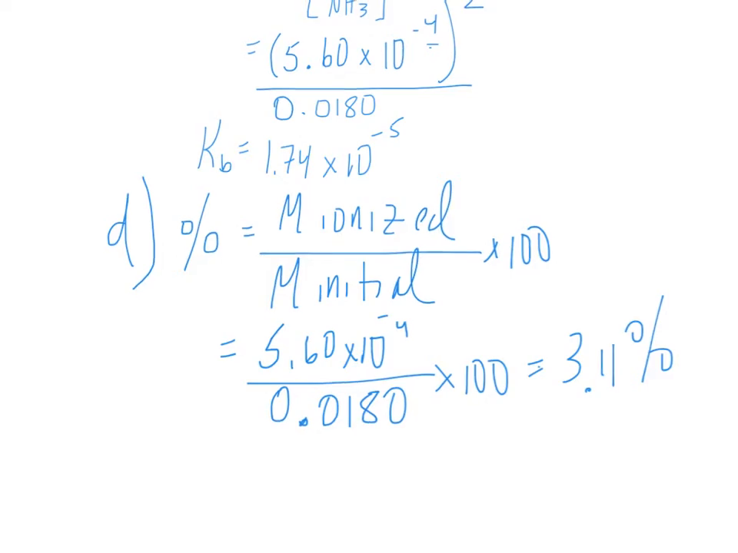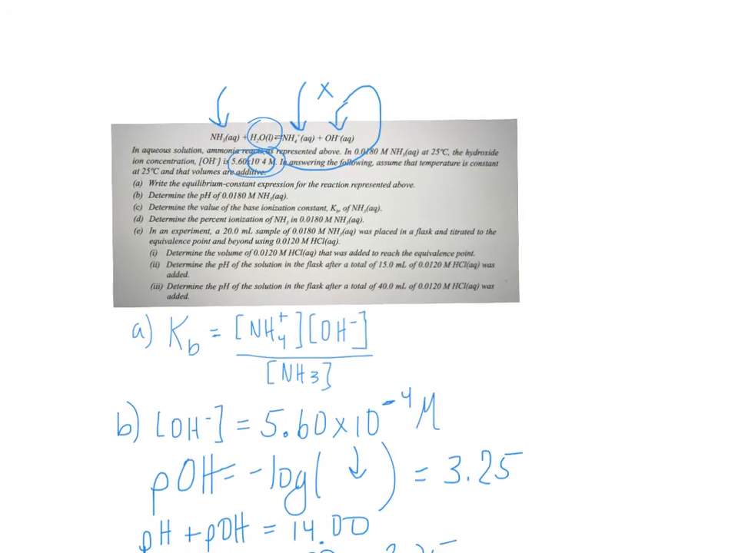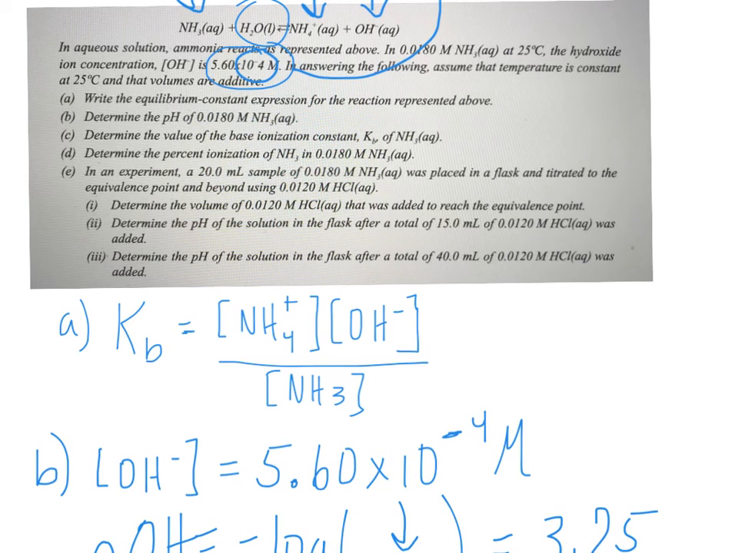All right, now let's look at part D, or part E, where it's getting a little more difficult. In a separate experiment, we titrate a 20 ml sample of our base with 0.012 molar HCl, and it's been titrated to the equivalence point and beyond. Determine the volume of the HCl that was added to reach the equivalence point.